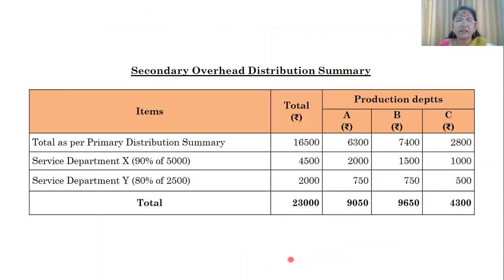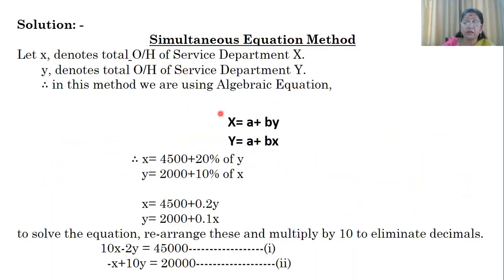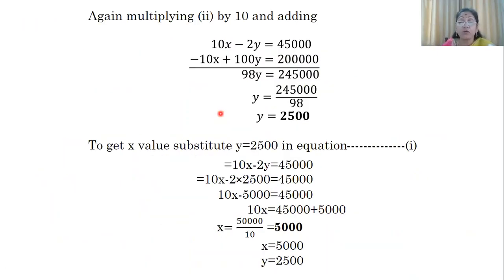See, what is the next step? Secondary overhead distribution summary we have to prepare, under simultaneous equation method. We have to write here simultaneous equation method. Then we have to provide the columns like that. This first step is over. We have to make the formula and find out the value of x and y.